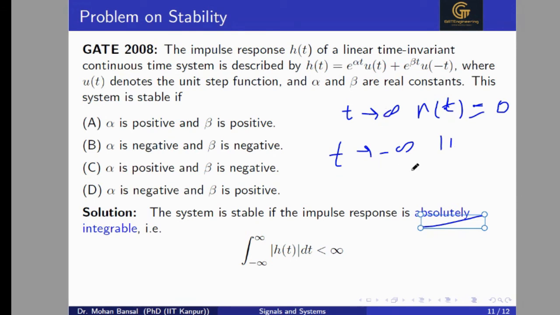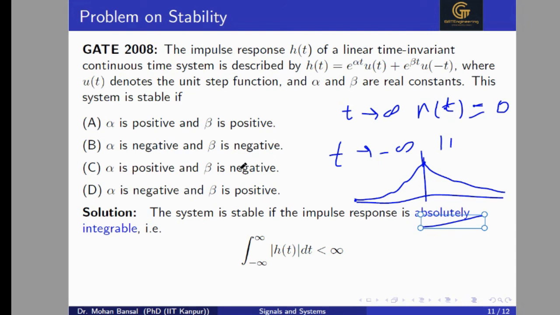So if we plot it, what are the possibilities for the stable signal? e^(beta t) u(-t) is an exponential signal from the minus infinity side. It will rise towards 0, and from the positive side it should be like this. This is the possibility for the stable system, the bounded system. Towards infinity h(t) is 0, towards minus infinity h(t) is 0. This is the possibility, and here it will be 1.